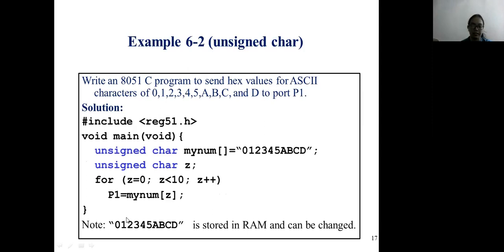The next example is also for unsigned character. Here we are writing a C program for sending hex values of ASCII characters from 0 to D to port 1. Again we define the header file, void main, and unsigned character. We are going to transfer characters this time, so you need to define the characters in the form of an array. That array will be from 0 to D.